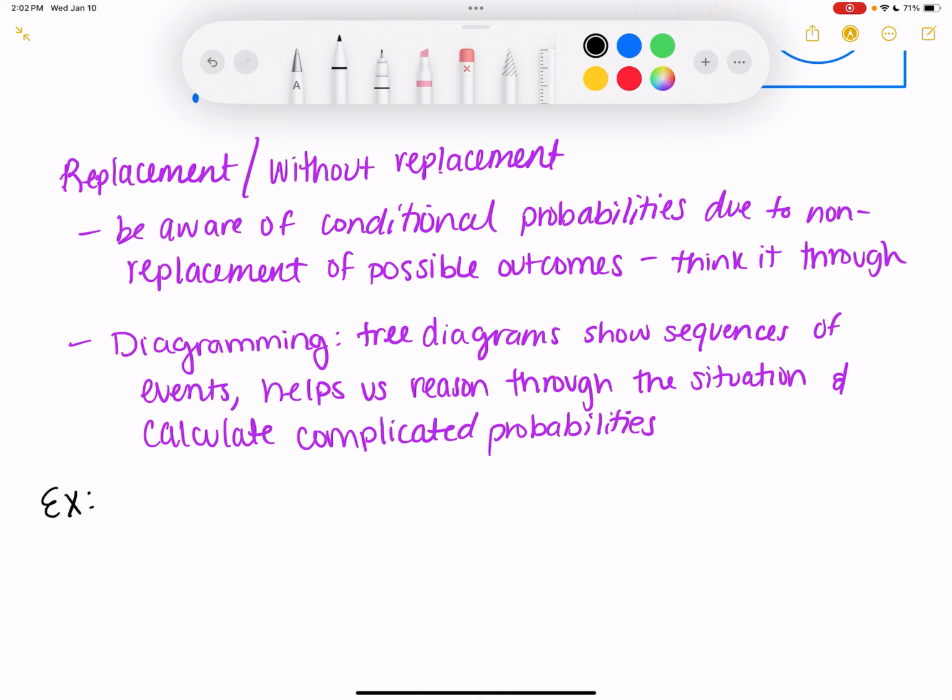All right, so in this example, 44% of students binge drink.